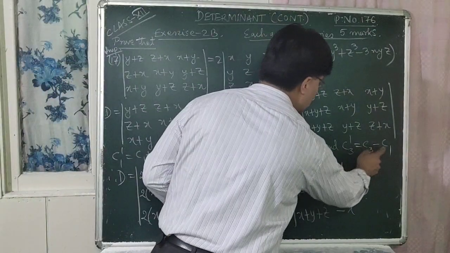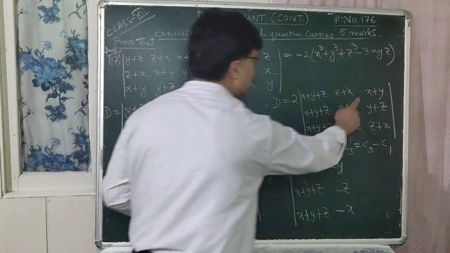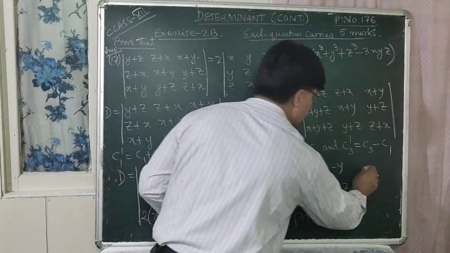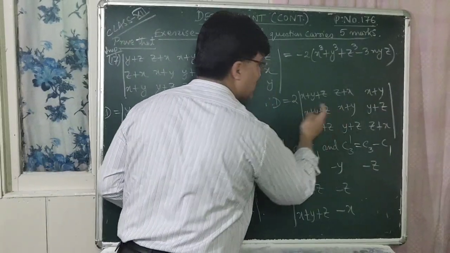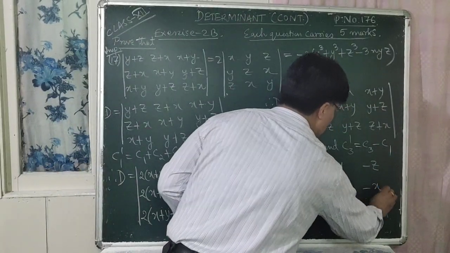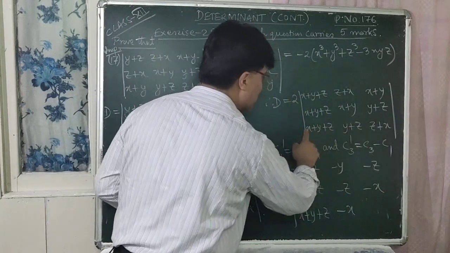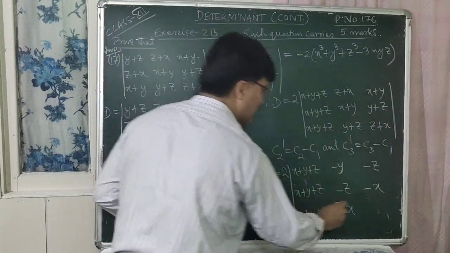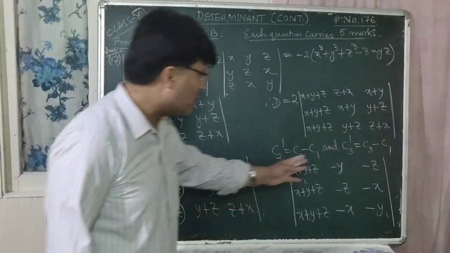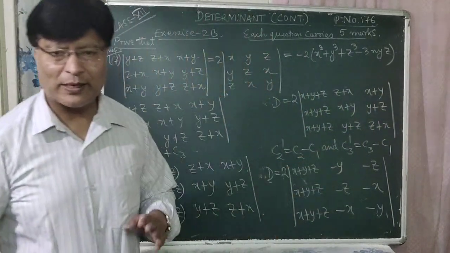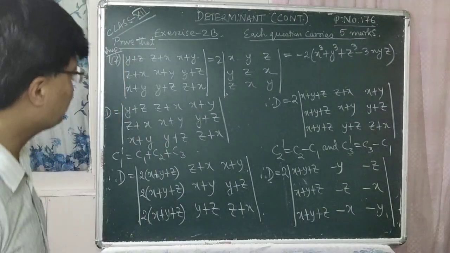Next, C3 dash is equal to C3 minus C1. What is C3 minus C1? X plus y minus x minus y, minus z is there. Then again, y plus z minus y minus z gets cancelled, minus x. Next one, z plus x minus z minus x gets cancelled, then minus y. So there are single elements in the second column as well as in the third column, right?